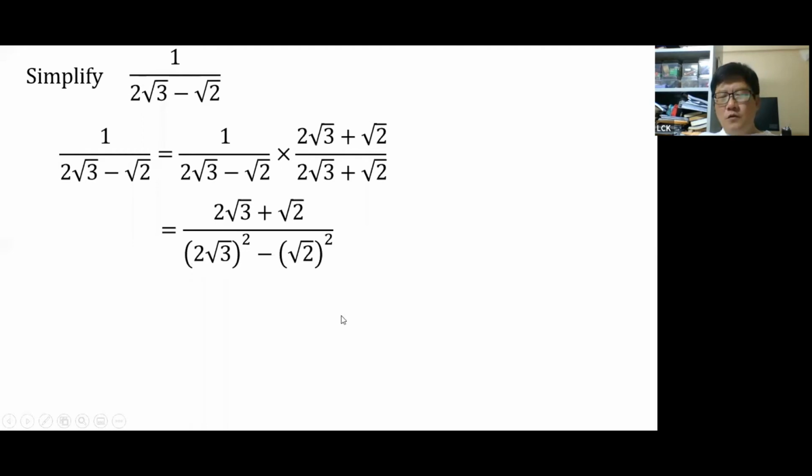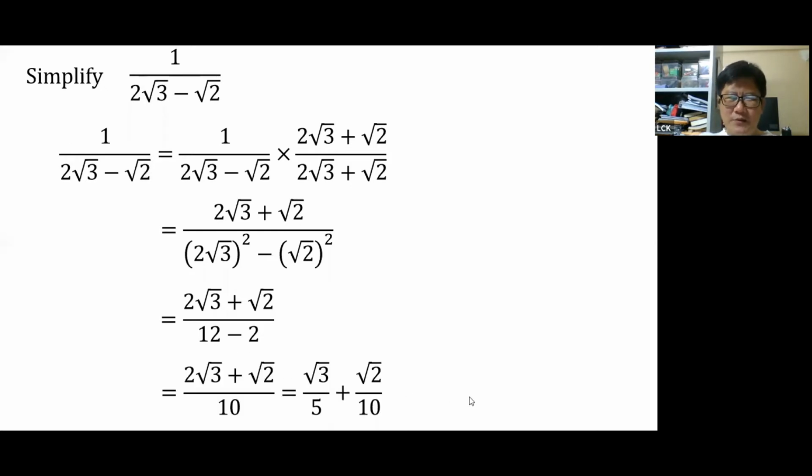You know what's so great about this? What's so great is that 2 square root 3 squared is 2 squared is 4. Square root 3 squared is 3, so it's 4 times 3. That gives you 12. And square root 2 squared is 2. So it's just 12 minus 2 in the denominator. You have converted this monster, this really scary thing, into 12 minus 2, which is just 10. And the numerator is there.